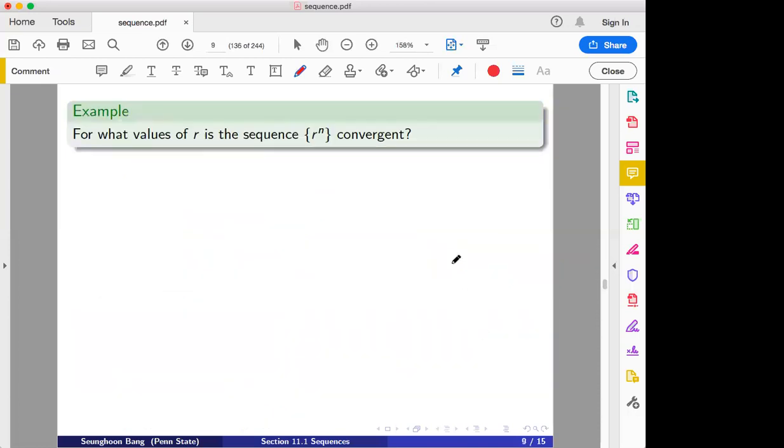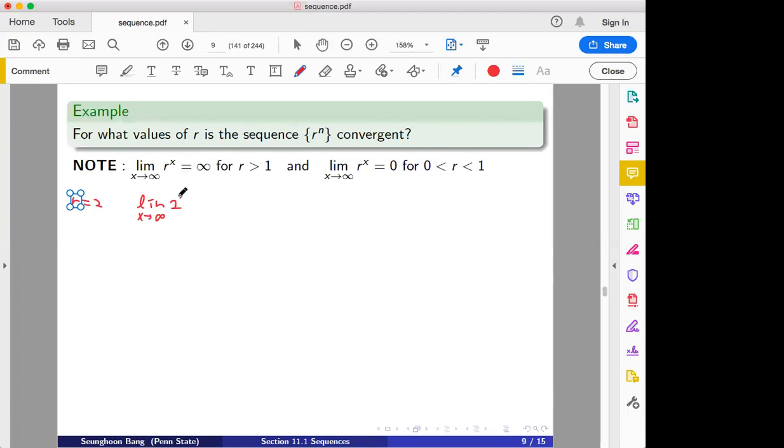The next one. For what values of r is the sequence r to the power n convergent? So this is a note. The limit of r to the x is infinity for r greater than 1. The limit of r to the x as x approaches infinity is 0 for r between 0 and 1. I only give the one example. Is this true or false? Here, r equals 2. So what is the limit as x approaches infinity of 2 to the power x?